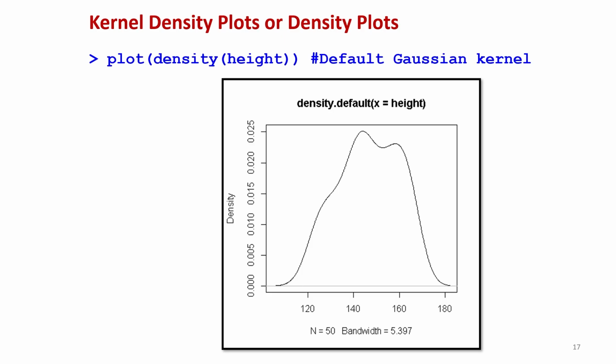Now, I try to create a density plot. The command is: you have to write plot, then inside the parenthesis density, and then inside the parenthesis height, the variable in which you have stored the data. You can see that this will look like this type of curve, where it is showing that capital N, the total number of observations, is equal to 50 and the bandwidth used is 5.397, and here there are the values of the density and so on, right.